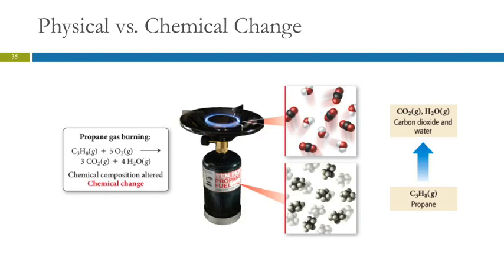Here we have propane burning. So here's a little burner attached to a small propane tank. So here are propane molecules, and in the combustion that happens here, in the burning, these propane molecules combine with oxygen from the air and are changed into carbon dioxide molecules and water molecules. These are both in the gas state, and so they float away. They're colorless. We can't see them, and so it looks like the gas is just disappearing.